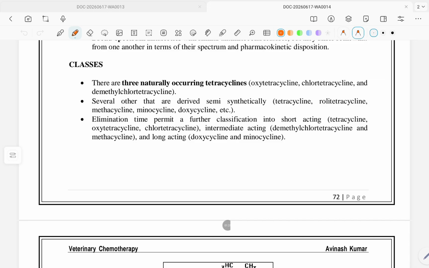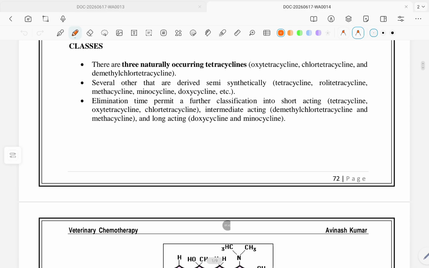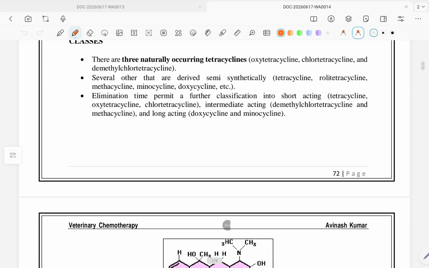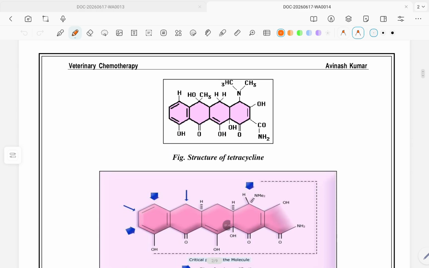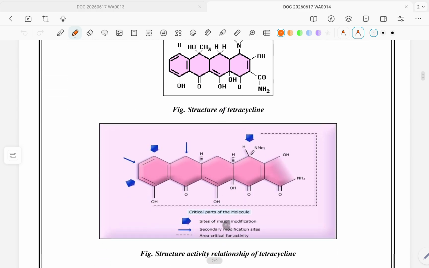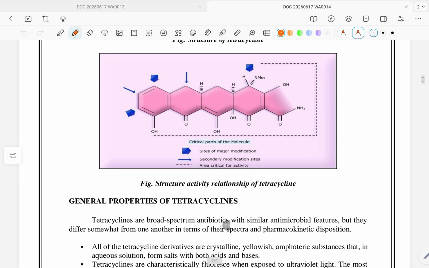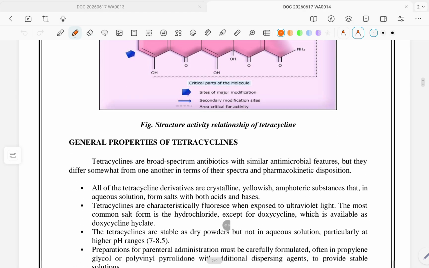Elimination time permits a further classification into short-acting tetracyclines: tetracycline, oxytetracycline, and chlortetracycline; intermediate-acting: demeclocycline and methacycline; and long-acting: doxycyclines and minocyclines. Structure of tetracycline. General properties of tetracyclines.